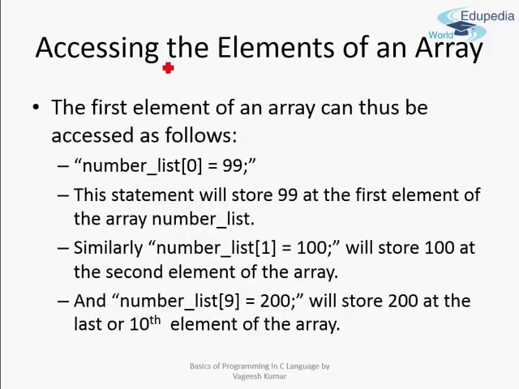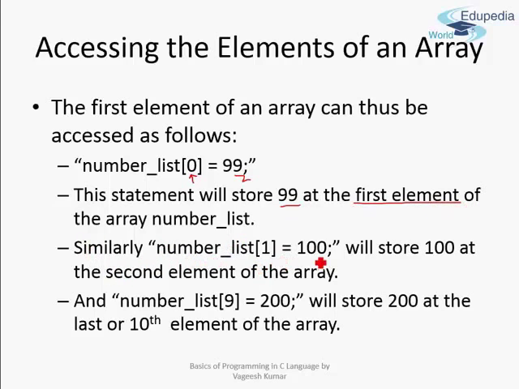Okay, accessing the elements of an array, this is the continuation of it. The first element of an array can thus be accessed as follows. To access the first element, you have to pass the index of the first element. Indexes begin at 0, so the first element will be accessed by passing 0 in the square brackets just after the name of the array. So what am I doing? numList[0] = 99. This means that now 99 will get stored at the first element of the array.